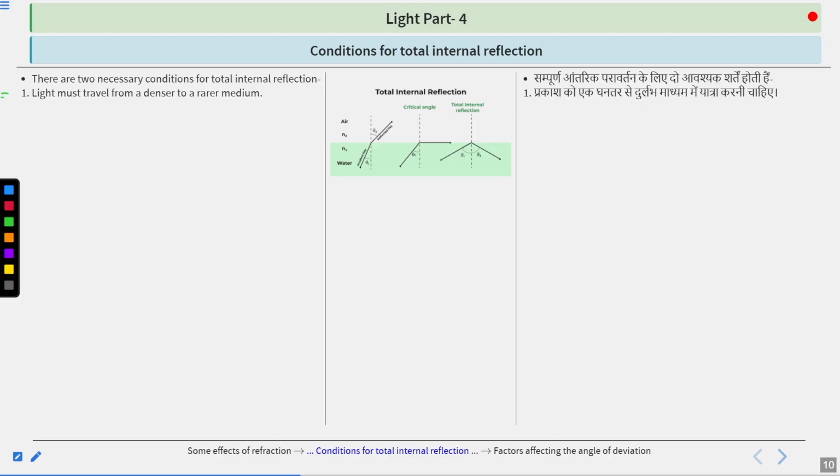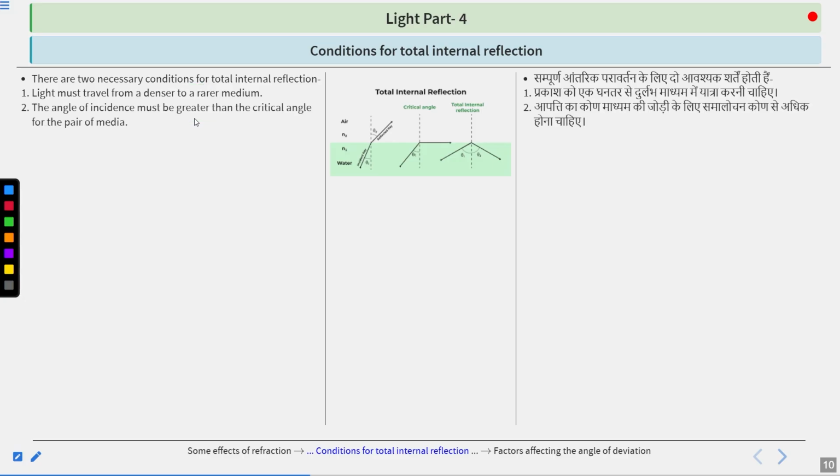First condition is light must travel from a denser to a rare medium. Okay, this is the foremost condition. We cannot reverse it, like rare to denser. It always must be a denser to a rare medium. That is the first condition.